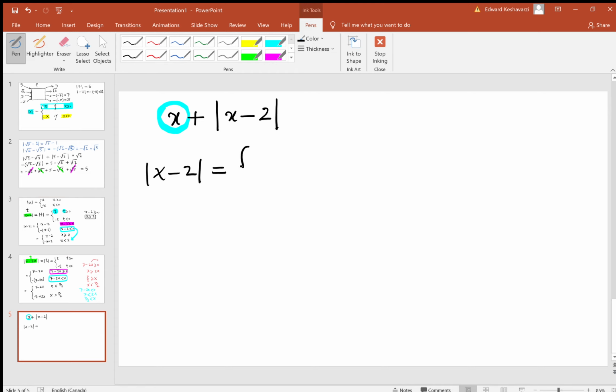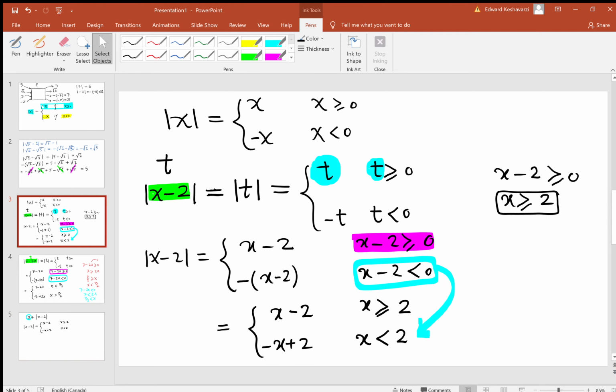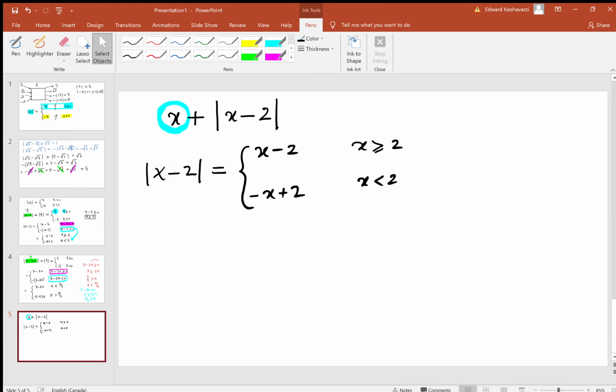So I think now you're good enough not to set x minus 2 as t, right? So it becomes x minus 2 when x is larger than or equal to 2, negative x plus 2, x less than 2. We actually had x minus 2 in the third slide, right? This is why I quickly wrote that. Okay, now all you need to do is adding x to this column, the yellow column.